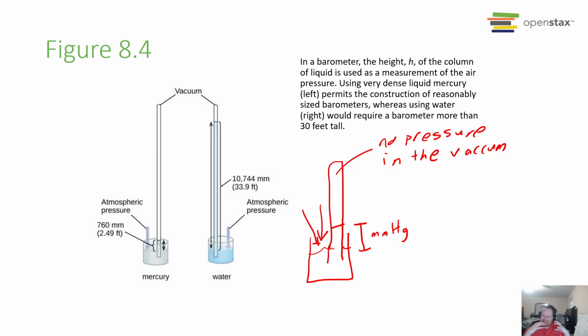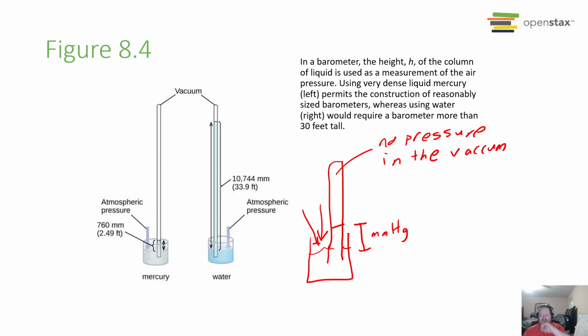Mercury is one of the densest liquids on Earth, and so because it's very dense, every millimeter it moves is a significantly larger amount of mass than a millimeter of water. And so because water is less dense, it doesn't take as much force to push it up the tube. And so I would have to have very, very tall barometers if I wanted to use water. So mercury does a better job at this, and so it's able to move a shorter distance, which is why it gets useful towards a barometer.